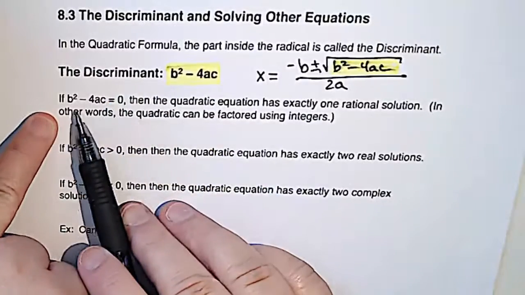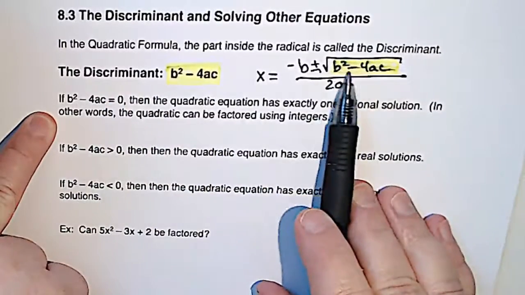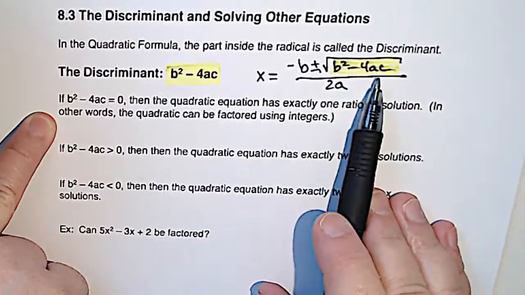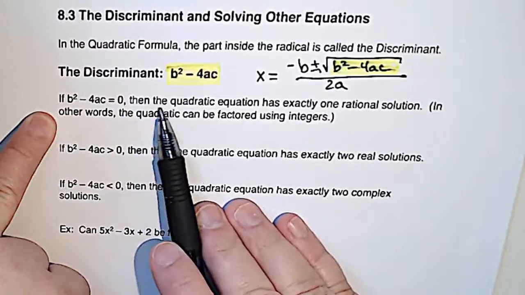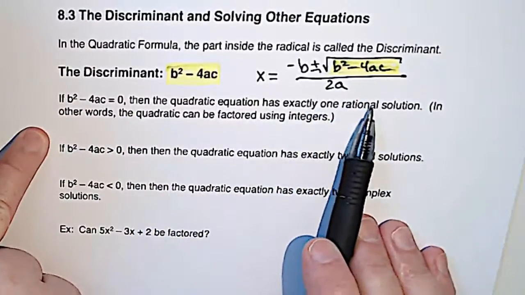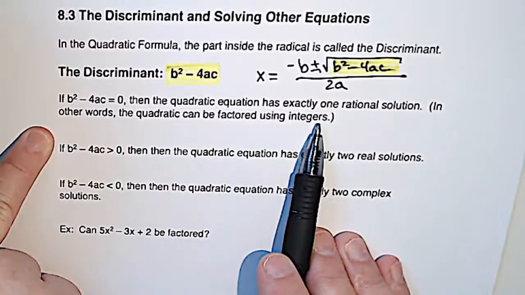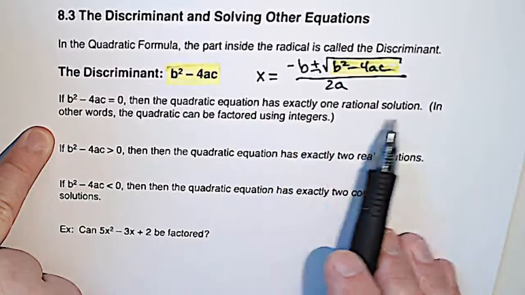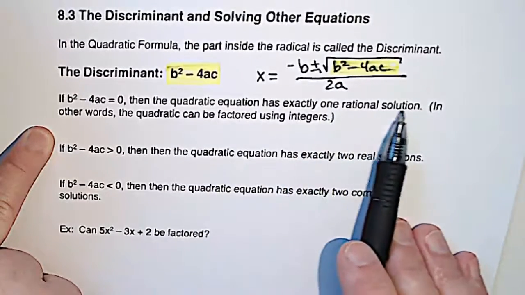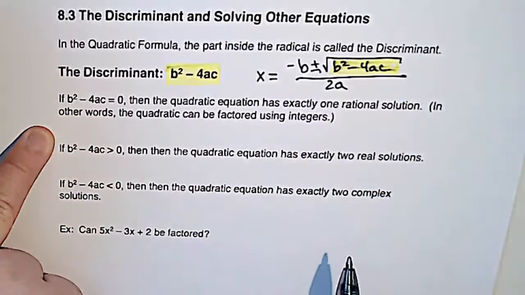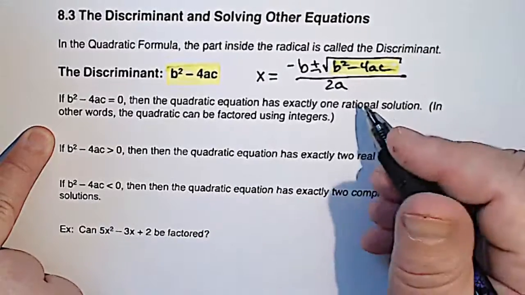So we've got if b squared minus 4ac is 0, meaning the thing inside the square root sign is 0, then the quadratic equation has exactly one rational solution. In other words, the quadratic can be factored using integers. Woohoo! And you will get one rational solution.